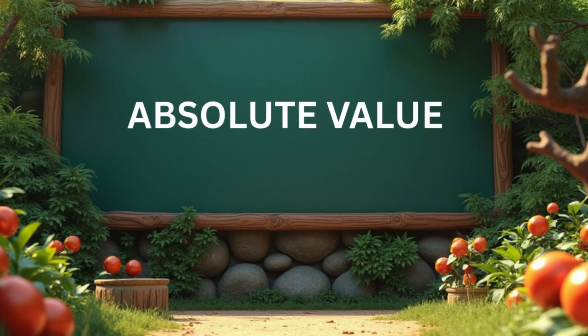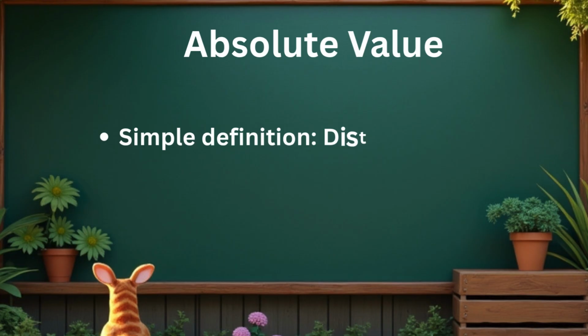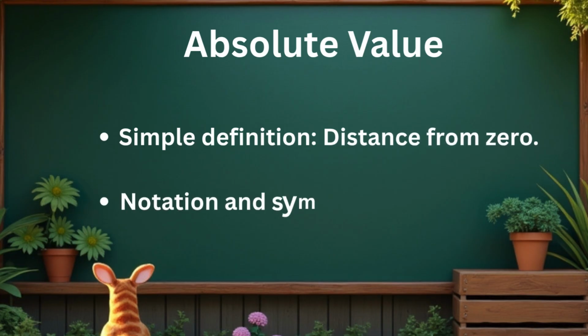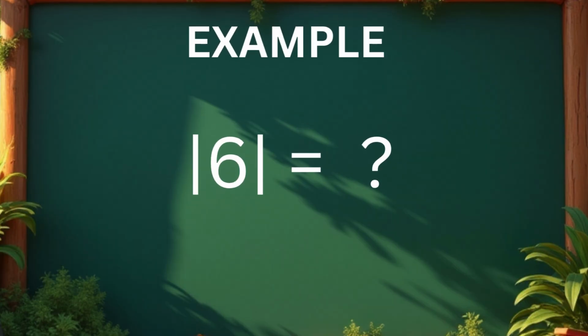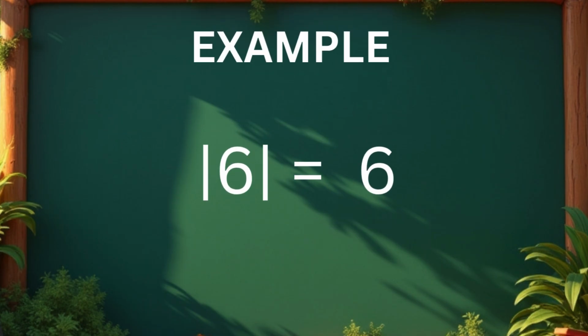Absolute value. It simply means distance from 0 to a number. That's it. Not direction, just distance. Now, let's look at an example. I write a number inside two vertical bars like this. Now tell me, on a number line, what is the distance from 0 to 6? It's 6, right? So the answer is 6.